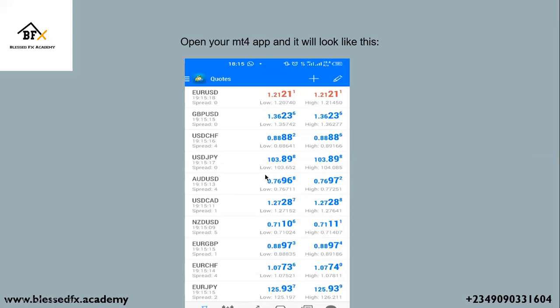Maybe you open your MT4 app and it is telling you that it is trying to open a demo account for you automatically. There's no problem. That's because you're launching it for the first time. It will be done within some seconds or minutes. If it takes time, you can uninstall and reinstall, or send me a screenshot on WhatsApp to see what is happening. That means this is what you should expect. So let's go.